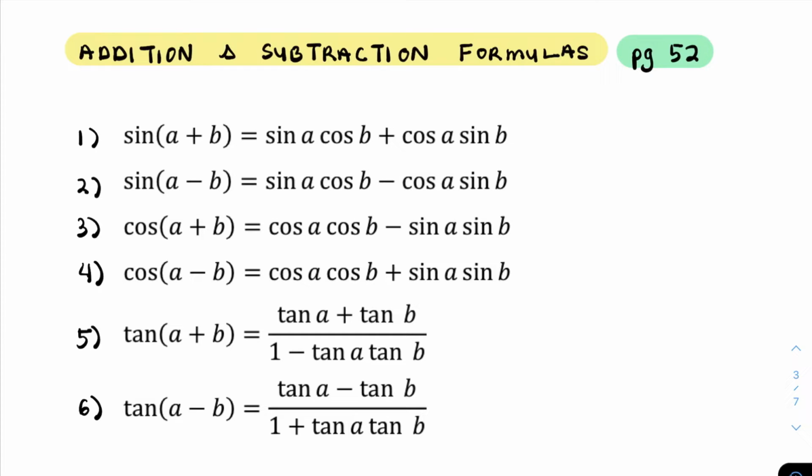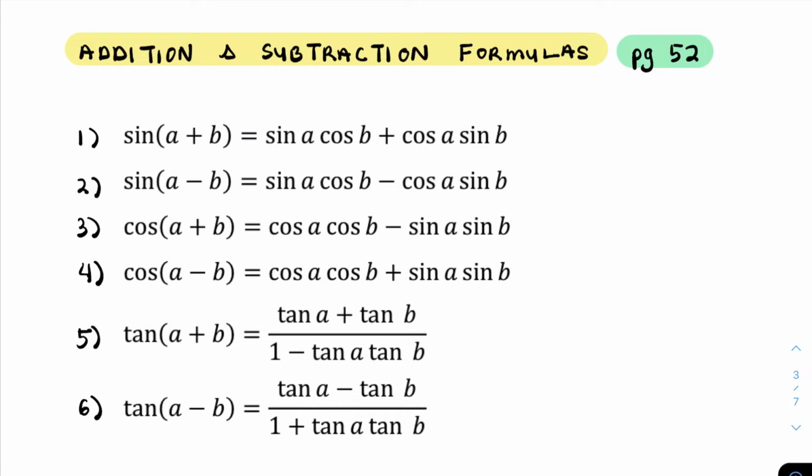Okay, now in this video, I'm going to explain the addition and subtraction formula. What is the addition and subtraction formula? Basically, it is the addition and subtraction of two angles. For example, the first one, if you are given sine A plus B, you have the angle A and the angle B, so an addition of two angles.